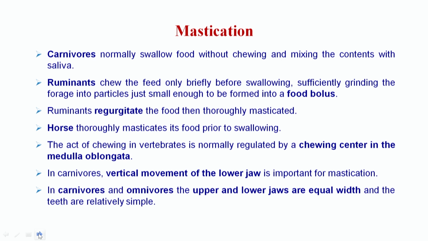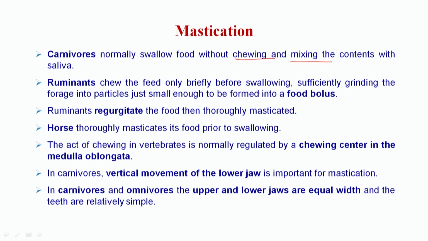Carnivores normally swallow the food without chewing and mixing, whereas ruminants chew the food only briefly so that they will be able to swallow it. A ruminant animal, as I told you, will regurgitate the food, meaning they bring the food back from the stomach to the mouth, and then they masticate it, ruminate it or chew it, mix it with saliva and then re-swallow it.